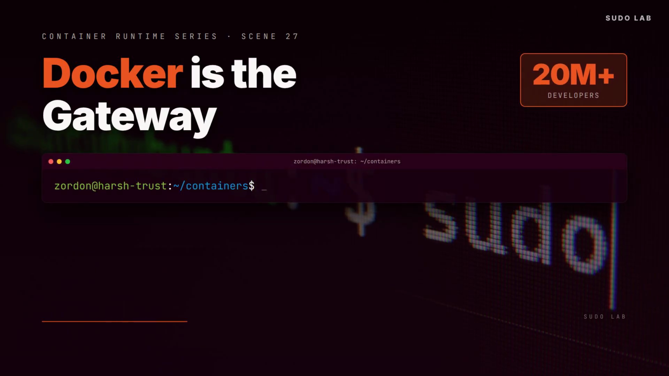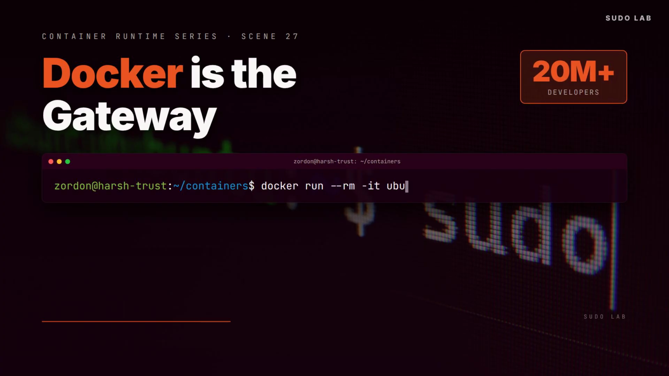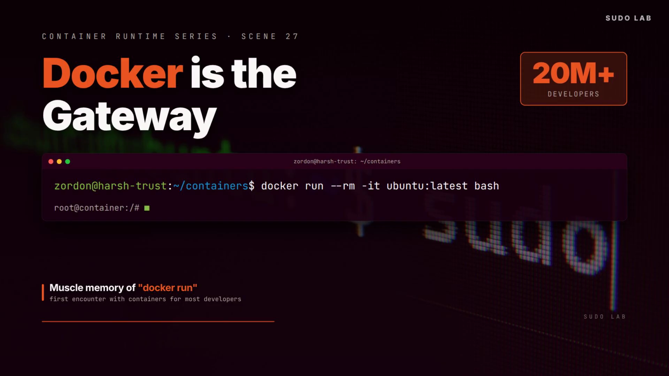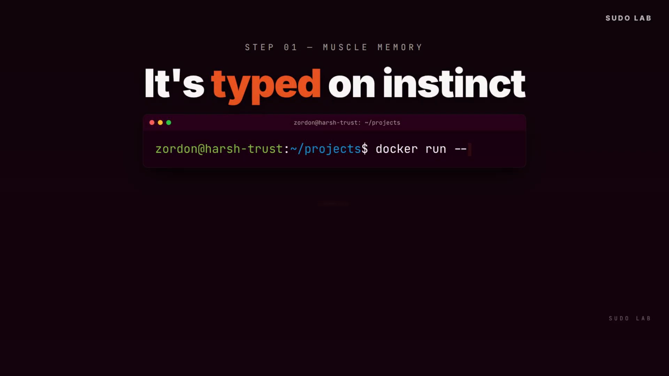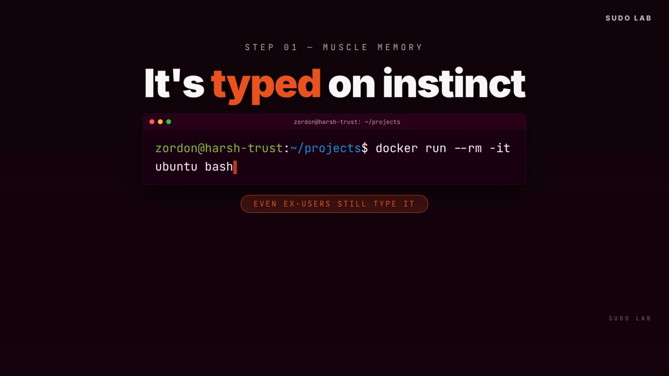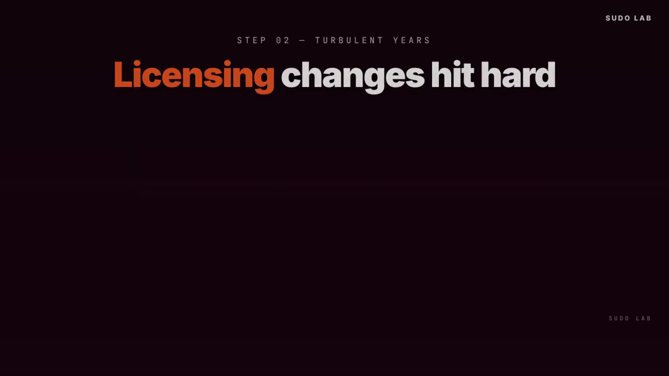Docker is the gateway. It's how almost every working developer on the planet first met containers. And the muscle memory of typing Docker run is so deep at this point that even people who switched to other tools years ago still slip up and type it. The company has had a turbulent few years.